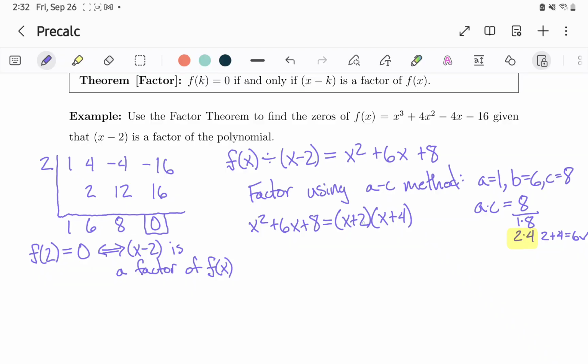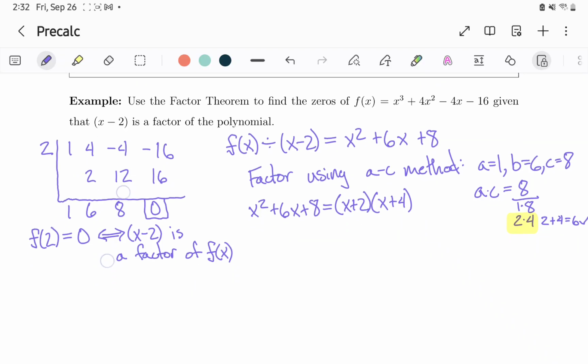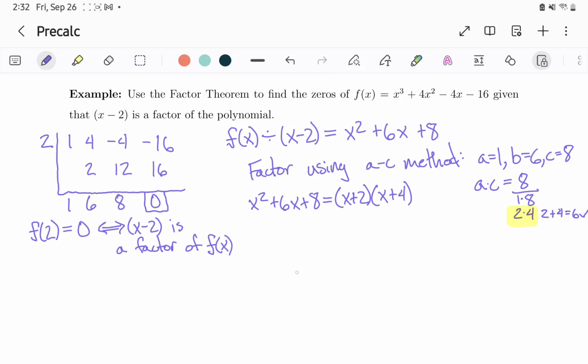All right, and so these are going to be the other two factors for f of x. So all told, we can write f of x now in factored form. It's going to be equal to x minus 2 times x plus 2 times x plus 4.